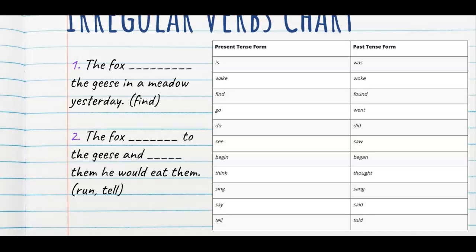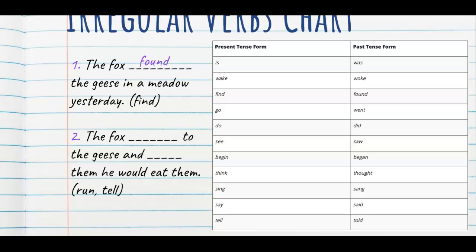There are 2 sentences. We're going to use the words in parentheses, change them to the past tense form, and fill in the correct form on the sentence. So the fox blanked the geese in a meadow yesterday. Instead of saying find, what would be the past tense form? Found. The fox found the geese in a meadow yesterday.